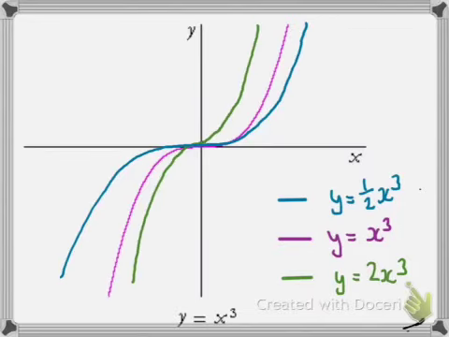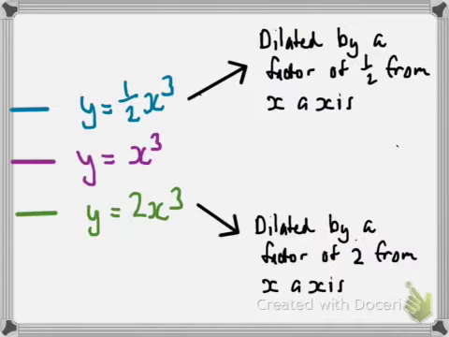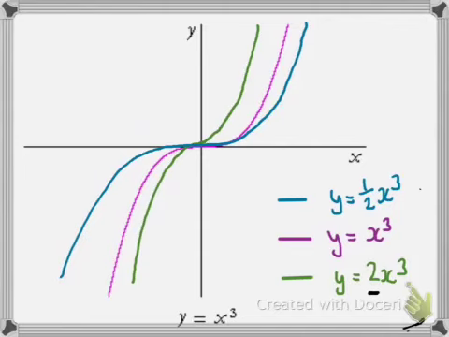Now we've got our dilations again, and a similar pattern to last time. You can see there that the green graph is 2x cubed, so it's moved away from the x-axis. Because of the 2 in front of the x cubed in the green graph, it's been dilated by a factor of 2 from the x-axis. So dilated by a factor of 2 from the x-axis for y equals 2x cubed.